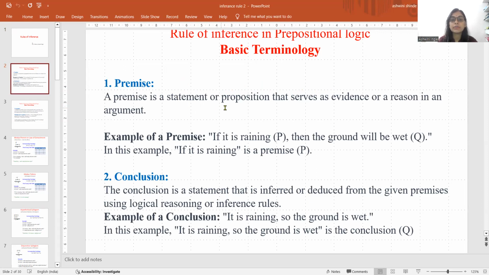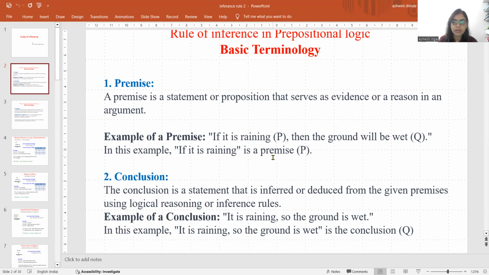Here, a premise is a statement or proposition that serves as evidence or a reason in an argument. Or you can say another way, a premise is the starting point of an argument. See here, this is the example. If it is raining, this is your premise. Then the ground will be wet. It's your conclusion.